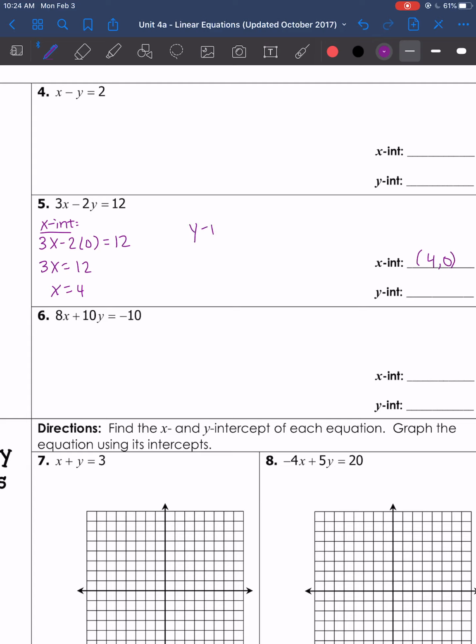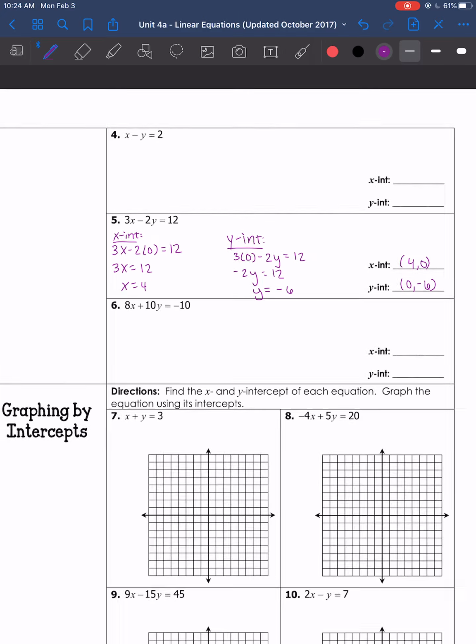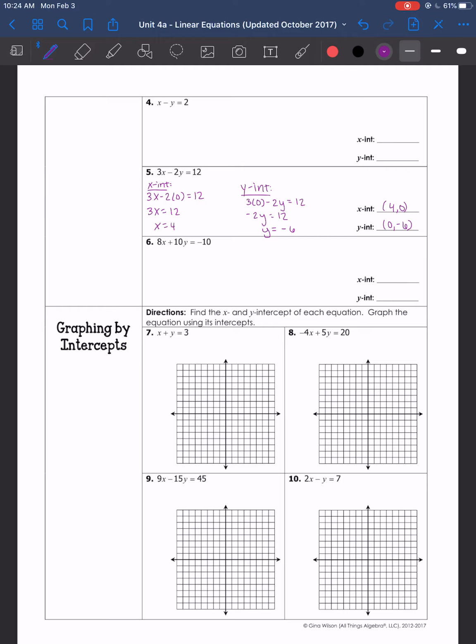And then let's do the y-intercept. So 3 times 0 minus 2y equals 12. So negative 2y equals 12. So y is going to be negative 6. 0, negative 6 is our point, our y-intercept. All right, so that's how you solve them algebraically.